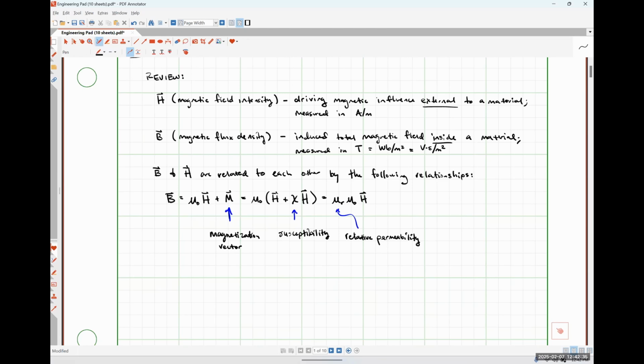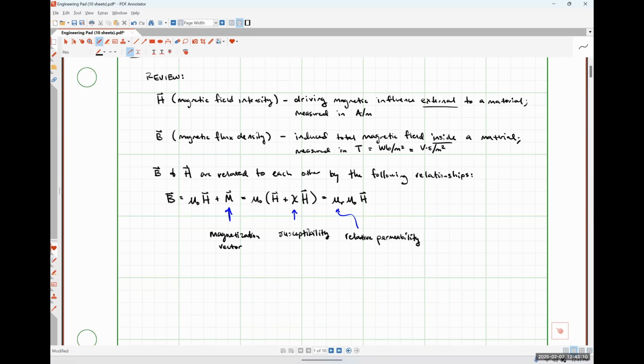So for something like air, it is very close to 1, but for a ferromagnetic material, like certain types of steel and things like that, it can have values of several thousand up to tens of thousands, depending where along what's known as the BH curve we're looking at, depending on how much current we're pushing through our coil. And we'll talk about that here in a couple of minutes. Okay. So this is the relative permeability.